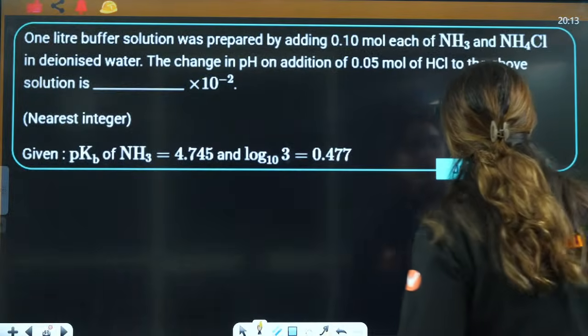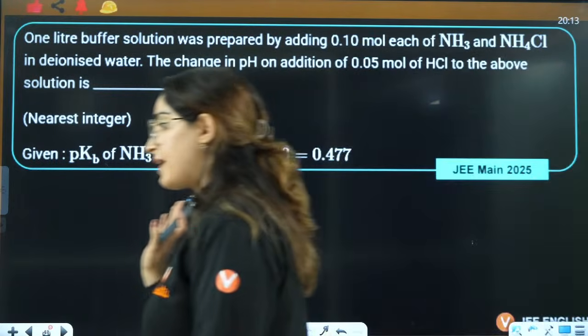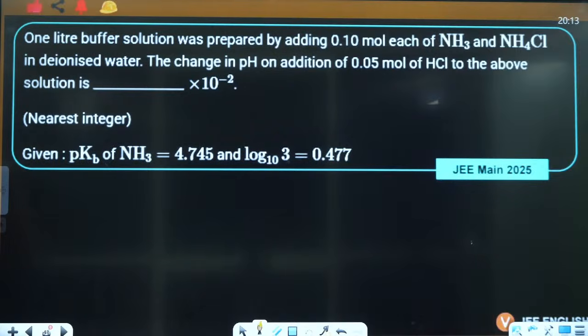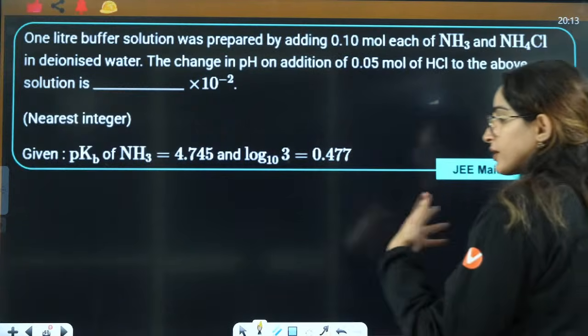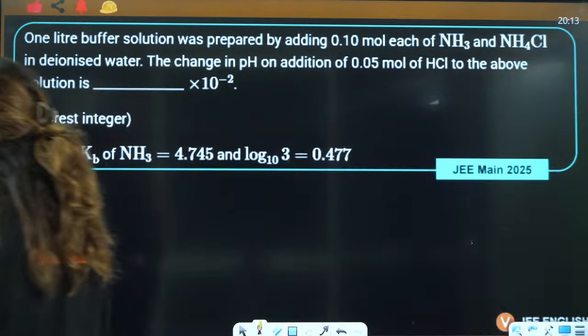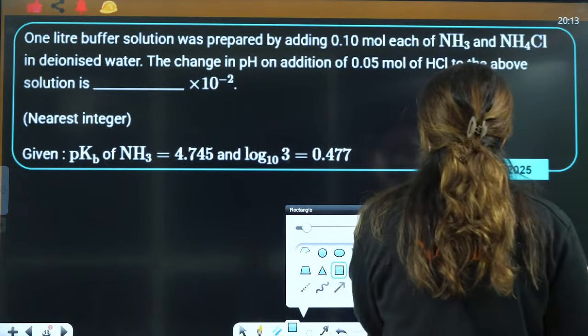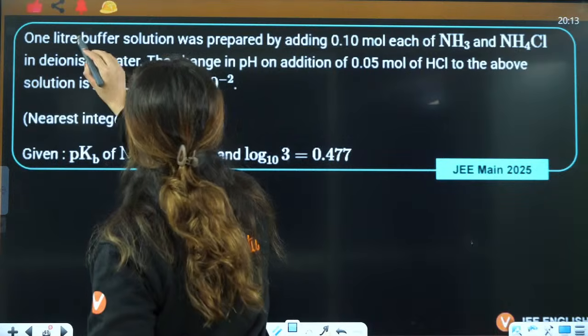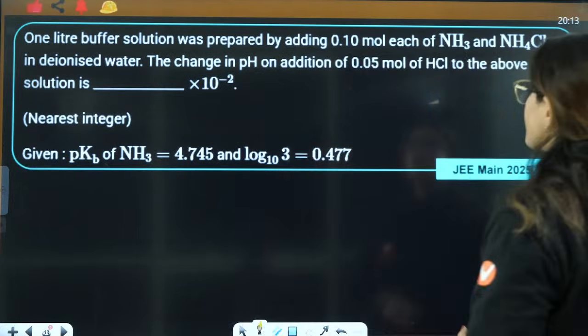Next is the 2025 question. They have asked a buffer solution question in 2025, right? So if you see, in 2025, what they have asked you, let's understand that. They have asked for 1 liter buffer solution. How much? 1 liter. 1 liter buffer solution was prepared by adding this much of NH3 and NH4Cl.